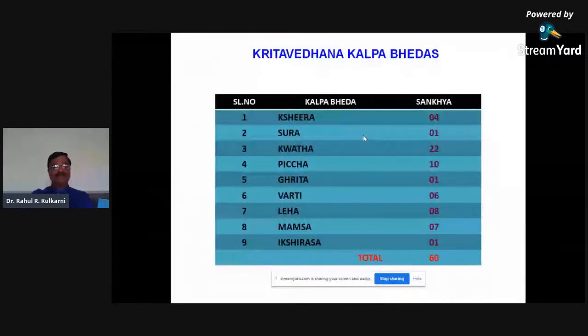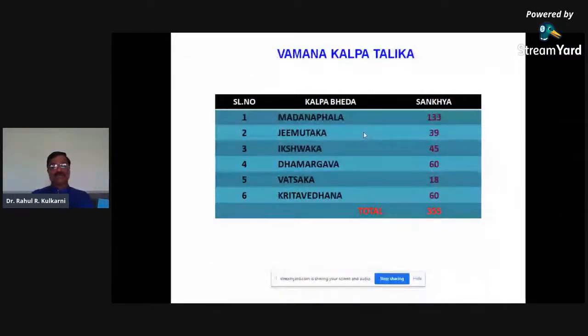So, this is where the 6 chapters of Kalpasthana, where the Vamaka Kalpas have been explained, end with this chapter. So, it can be summarized as total number of yoga sankhyas with respect to individual vamaka dravya: Madanaphala 133, Jimutaka 39, Ikshwaku 45, Dhamargava 60, Vatsaka 18, and lastly Krutavedana 16.